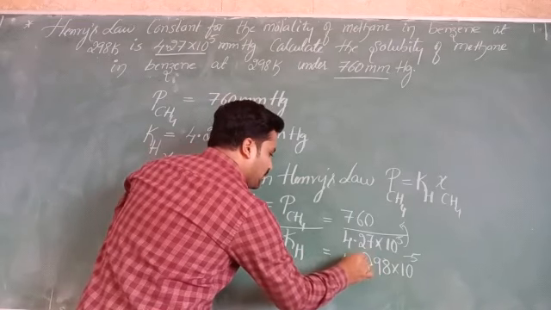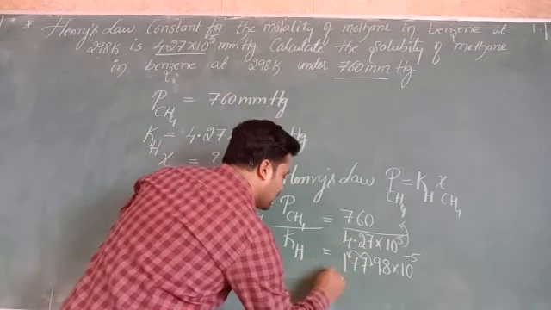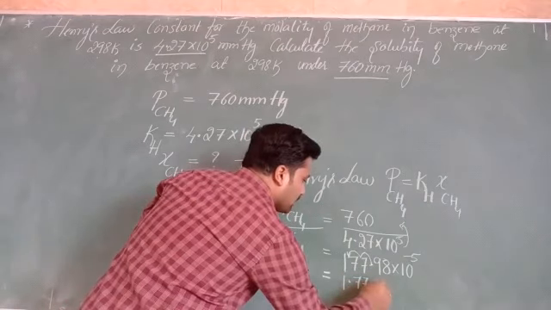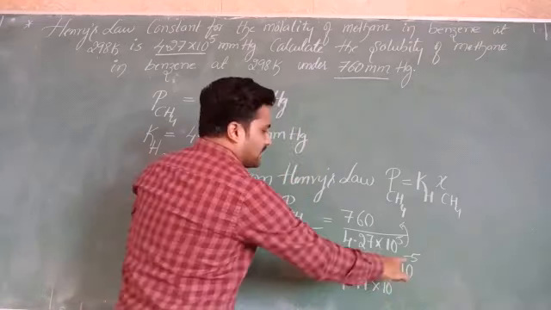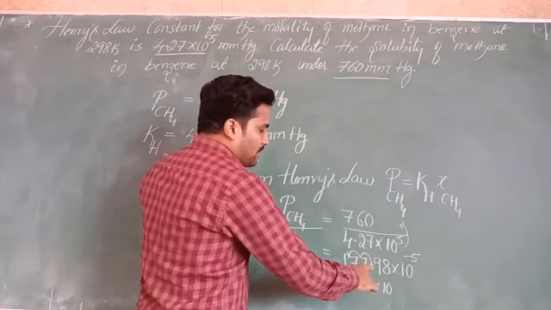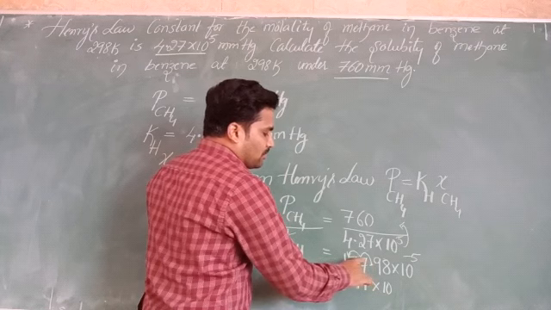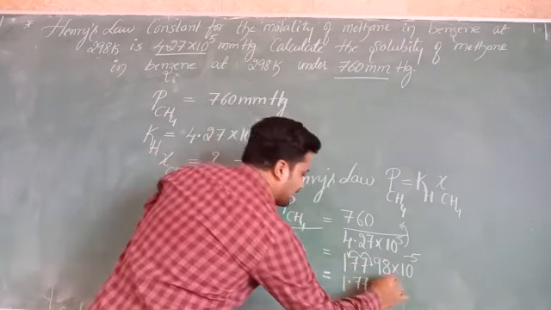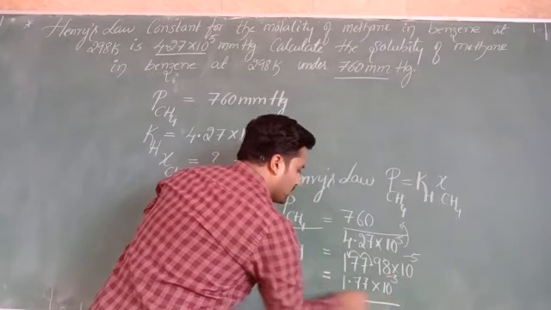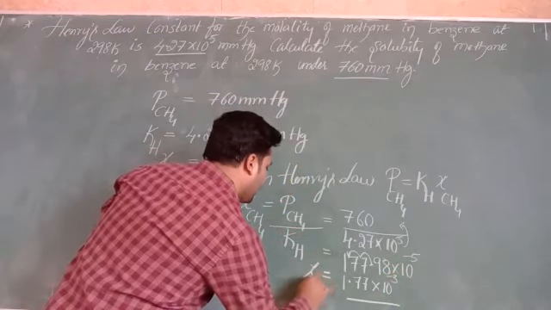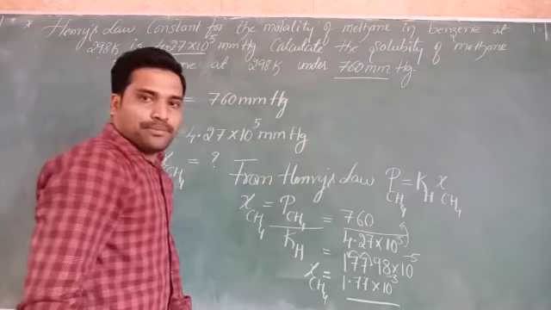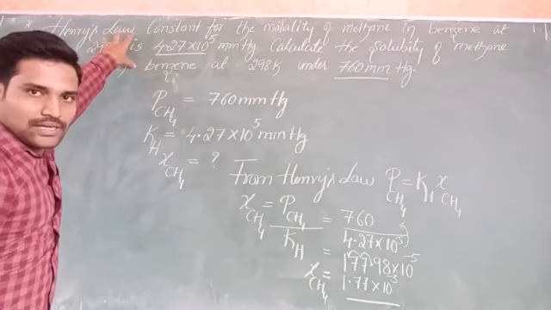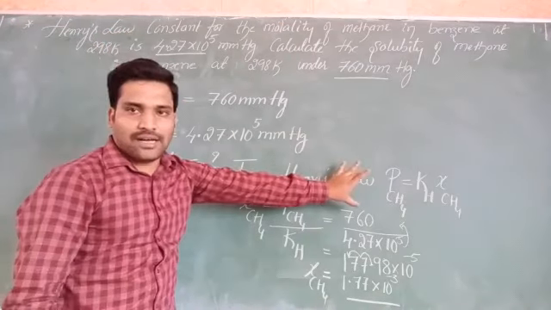If you shift this point to write in scientific notation, then it is 1.77 into 10 to the power. See, it is minus 5 here. So now we are shifting 2 points, that means 1, 2. Then if you remove 2 from this one, it remains with minus 3. So this is the solubility of CH4, methane. Okay, so this is the solution for this particular question based on Henry's law.